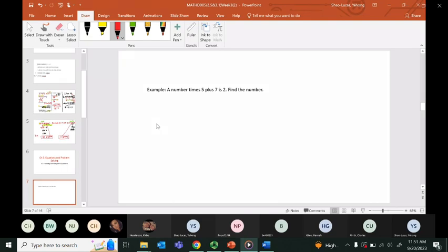So what we do is find the number. The first thing you want to do is to look at what the problem is looking for. What are you solving for? We don't know what this number is, so let's just call it x. If you want, you can use any letter, A or B. And then we're going to translate this sentence into mathematical symbols. I don't know if you may have learned this before.